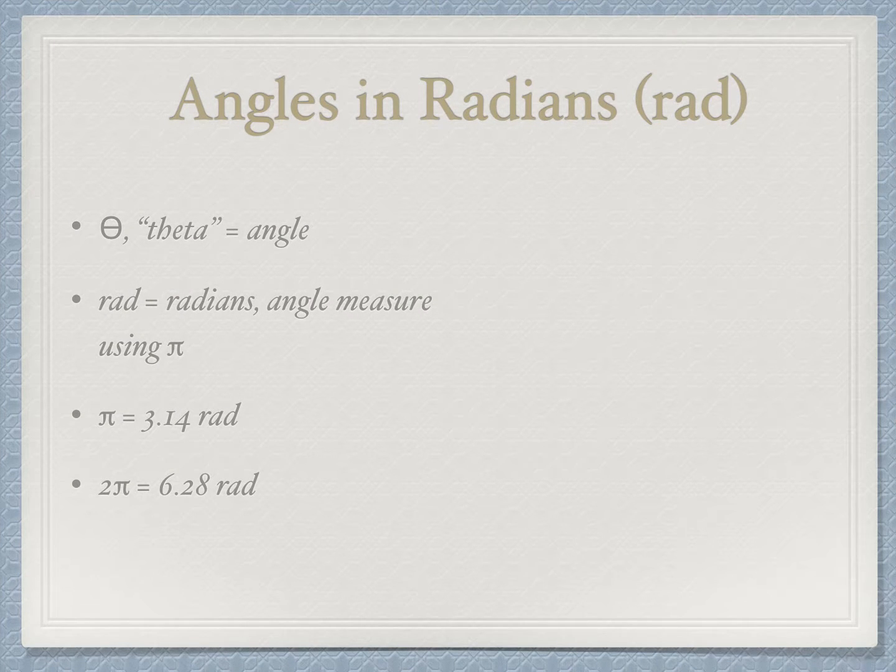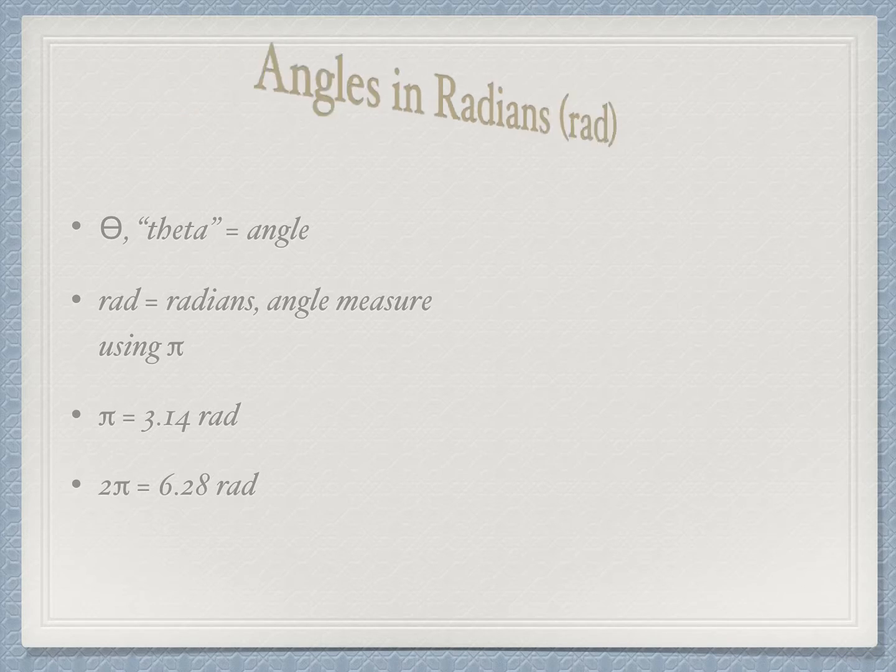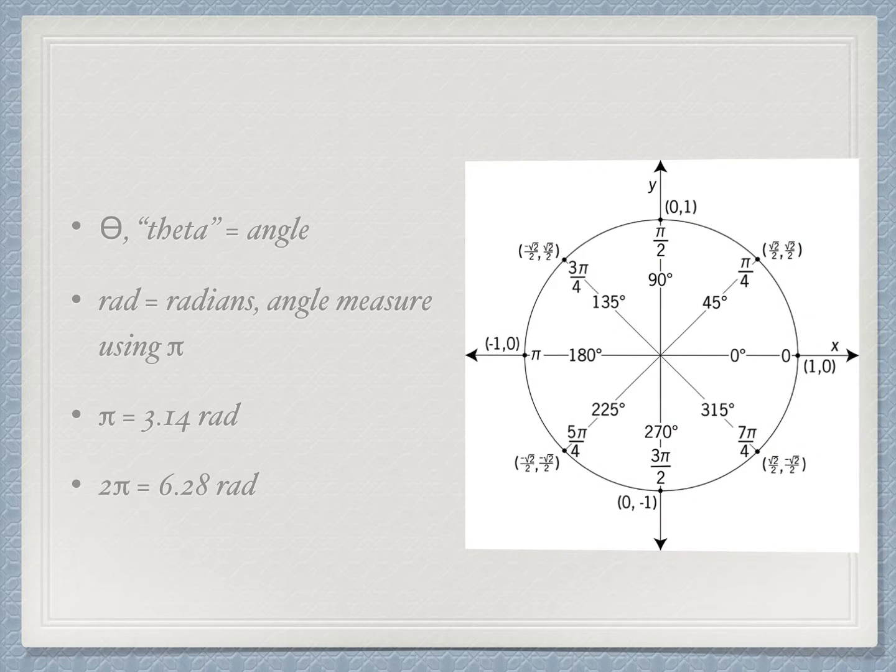Angles are measured in radians, represented by RAD. An angle is represented by the Greek letter theta, which is a 0 with a line through it, and it shows the position. So rad is really short for radians, which is the angle measure, and using the pi value, but instead of using pi, it actually uses 3.14. And 2 pi, which is a full circle, is 6.28 radians. If you remember the unit circle, you can find the radians.